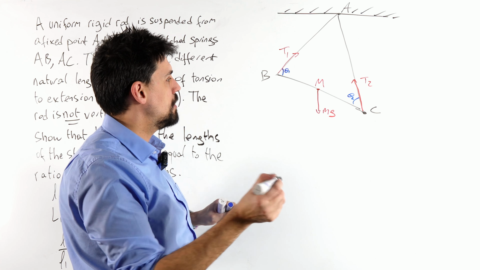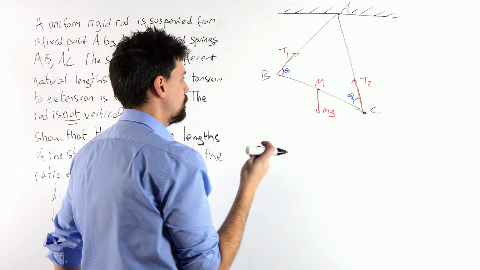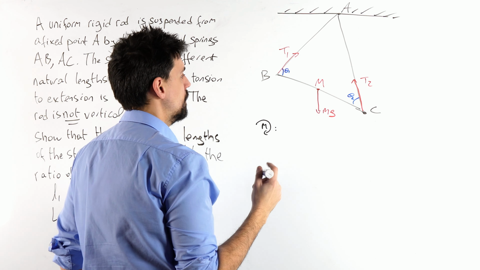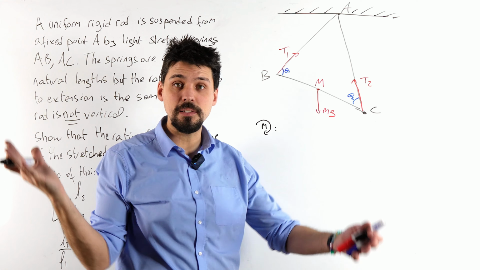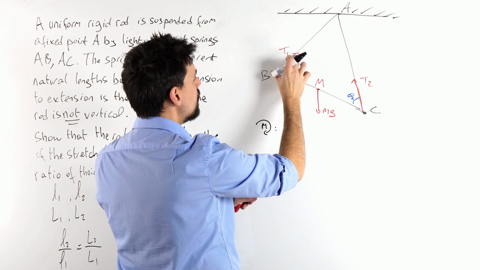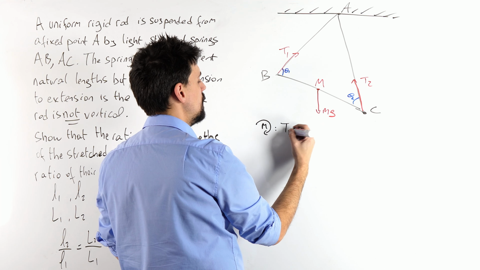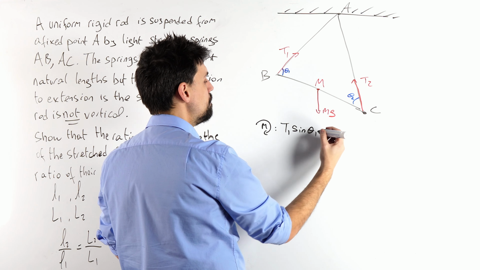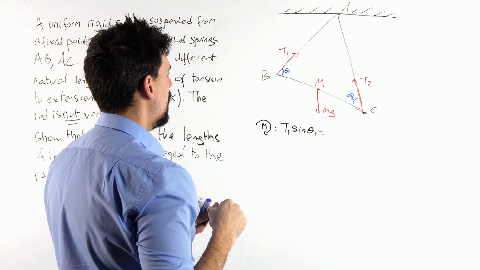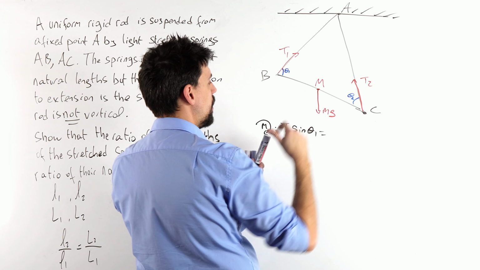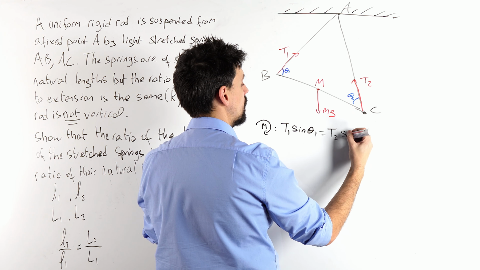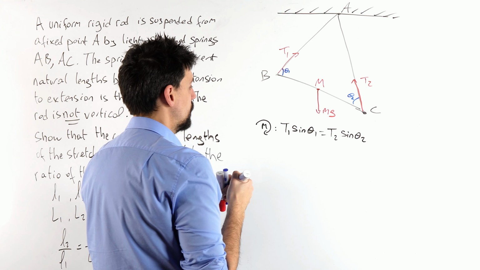So we need to set up some equations. Let's take moments about the point M, because then we don't have to worry about the mg. I don't know what M is, but let's not worry about it. So what's going to turn it clockwise? T1, but I need it to be perpendicular, so it'll be T1 sine theta 1. And going the other way round will be T2 sine of theta 2.